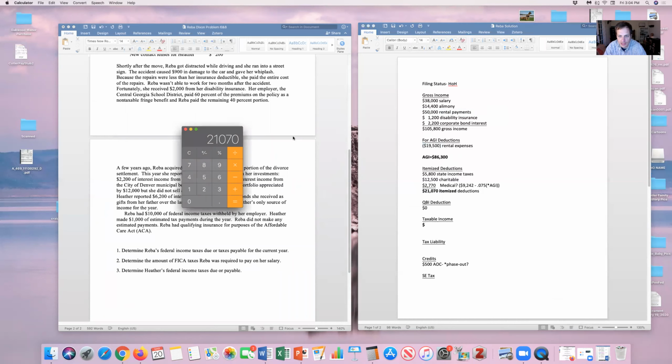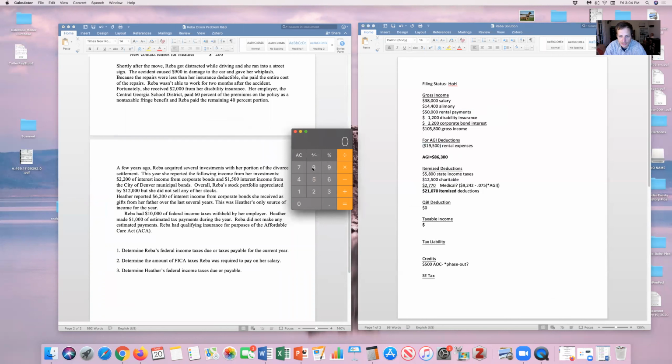So if I then take her adjusted gross income minus the itemized deductions, I've got 65,230 of taxable income. And so I can go ahead and calculate her tax liability.